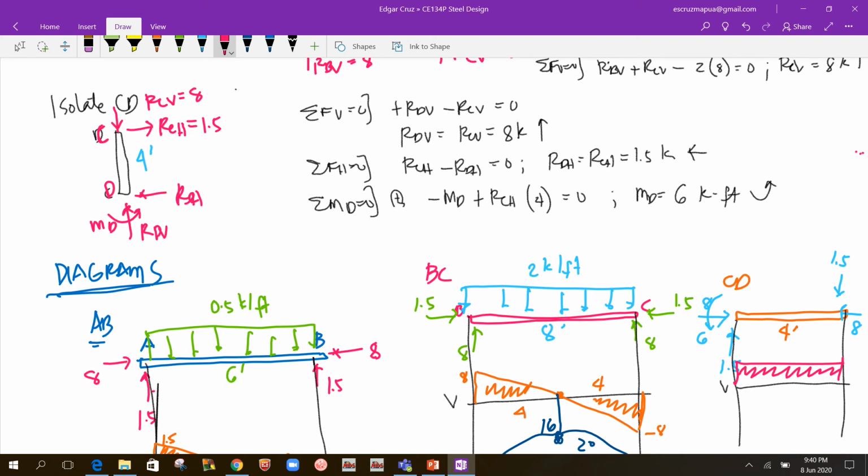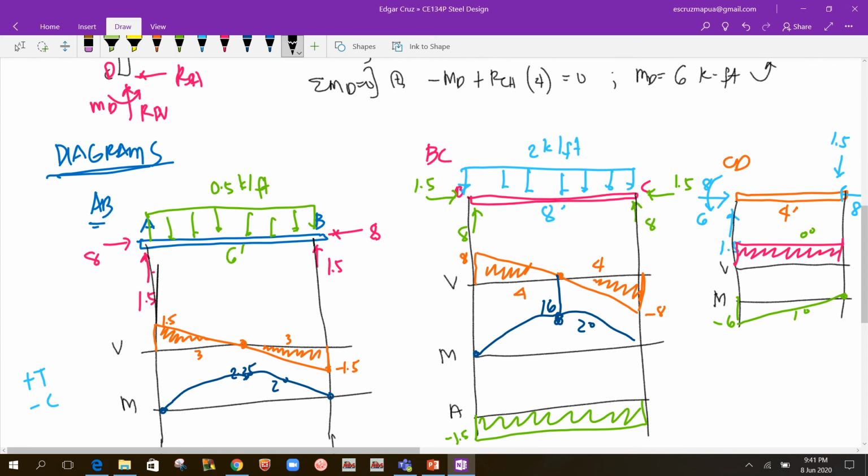Tapos, pagdating naman sa moment diagram, we have 6, diba? May 6 pababa, negative moments. So, we go down by 6, so negative 6. Tapos, meron tayong area ng rectangle sa shear diagram, which is 1.5 times 4. So, that is positive 6. So, negative 6 plus 6 it would be 0 here. And this is 0 degree. Pagdating dito, first degree, straight line.